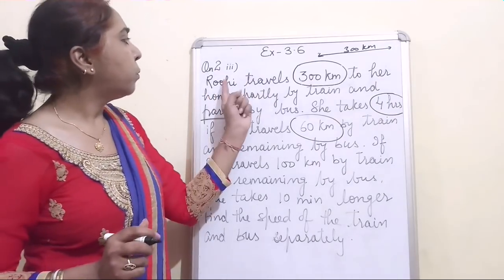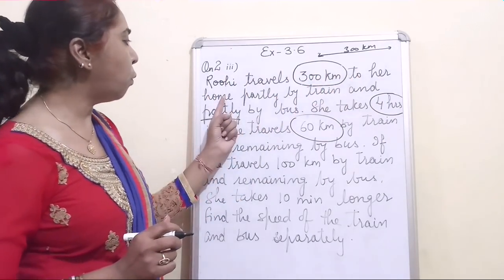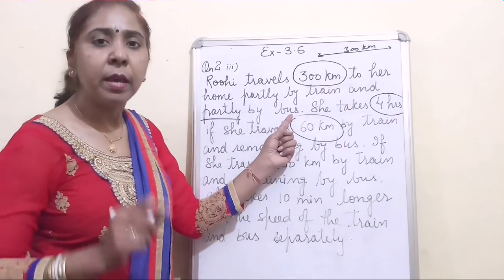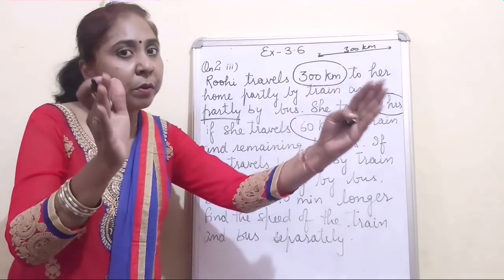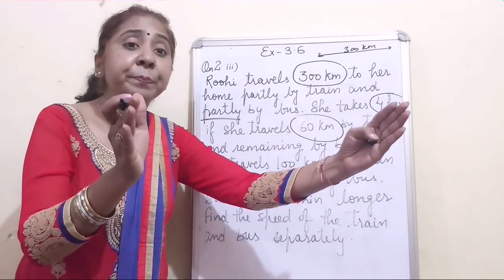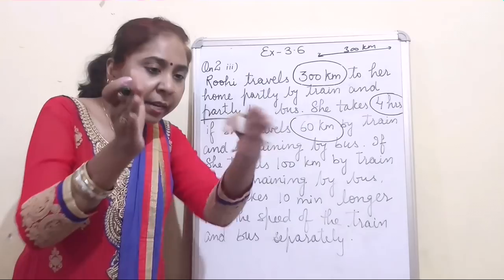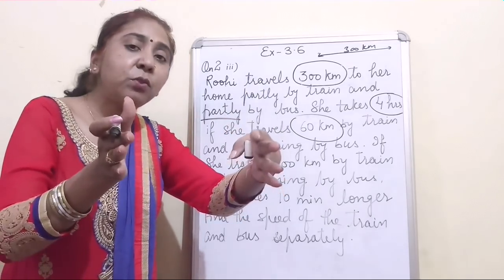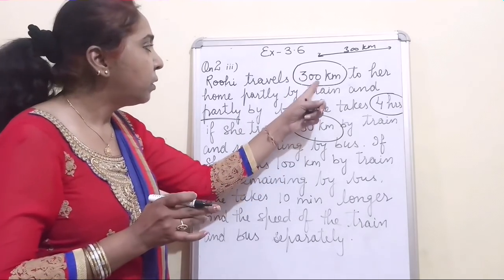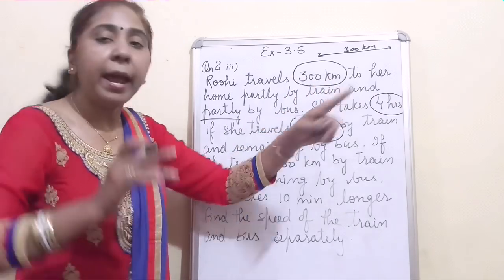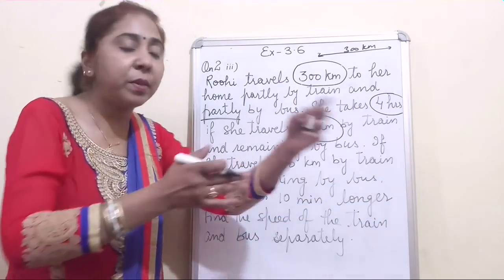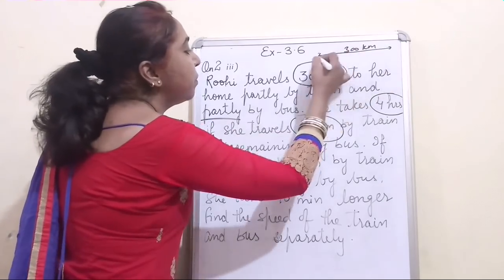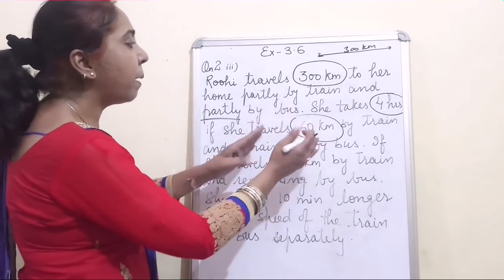Now, Ruhi travels 300 kilometers to her home partly by train and partly by bus. That means she has to cover a 300 kilometer distance. The total distance is 300 kilometers, but out of that, some distance she has to cover with the train, and the rest of the distance she has to cover with the bus, right? So out of this 300 kilometers, let's see what happened next.